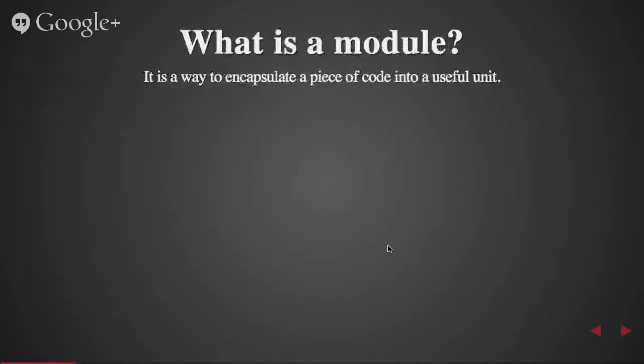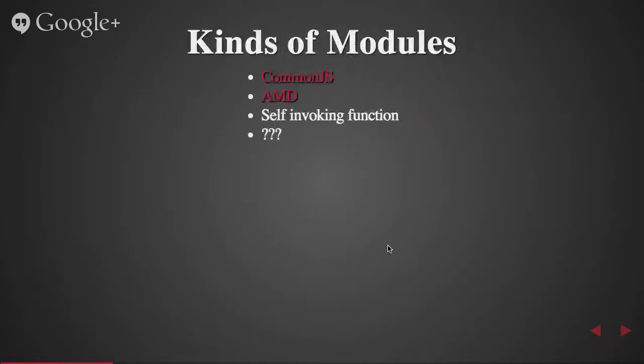So what's a module? It's just a fancy way to say that you're encapsulating a piece of code into a useful unit. Here are a couple different kinds of modules. CommonJS, which is what Node uses itself. AMD is asynchronous module definition. It's an API meant for asynchronous queries. Self-invoking functions, you've probably seen those a lot in JavaScript. And then there are more that I didn't feel like listing here.